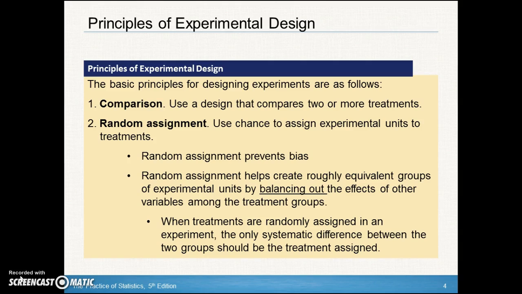This is going to look very familiar to you because it uses the same chance processes, the HAT method and random number generator and Table D, to place subjects into treatments. Previously, we used these to place individuals in a population into the sample. Now we're going to use them in an experiment.